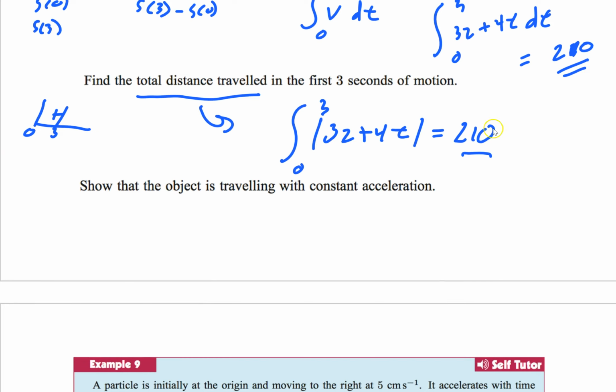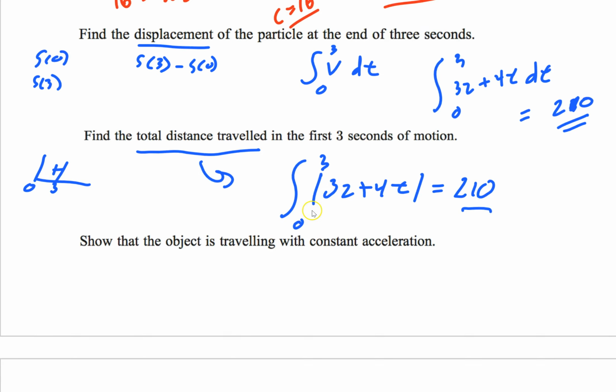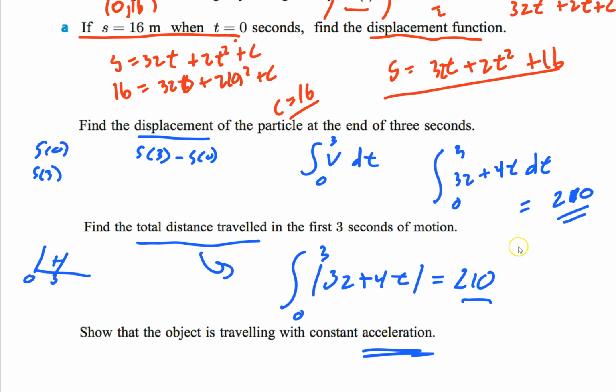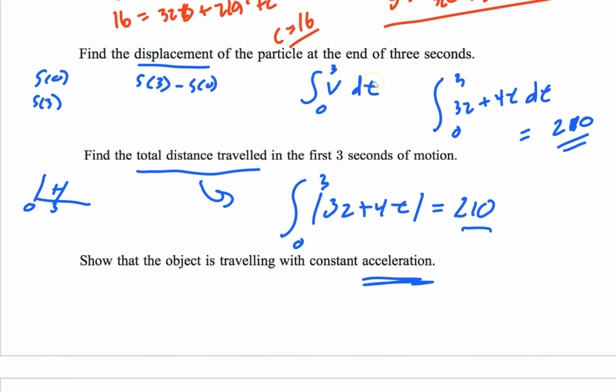In this case, show the object is traveling with constant acceleration. Now remember, acceleration is the second derivative. So you go back to your velocity. Velocity is this. It's more of a review problem. I want to find the constant acceleration. Well, take the derivative. The derivative of the constant goes away, and the derivative of the other term is just 4. Acceleration is constantly 4.